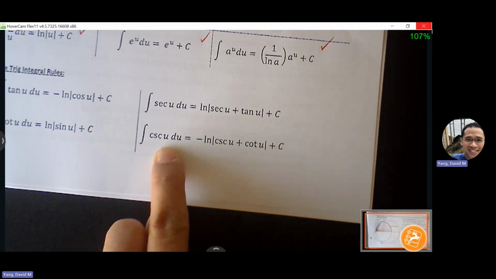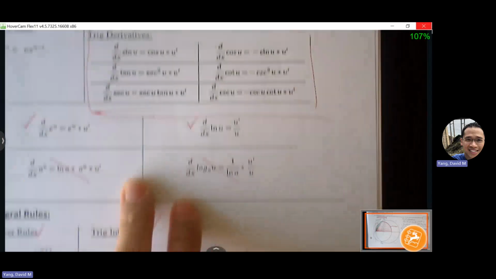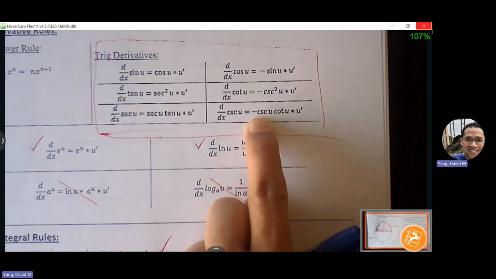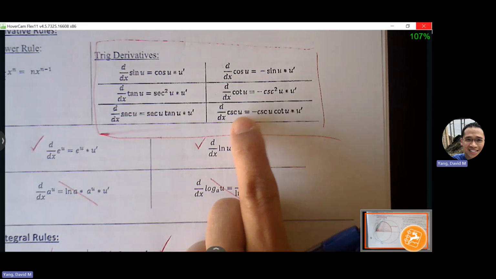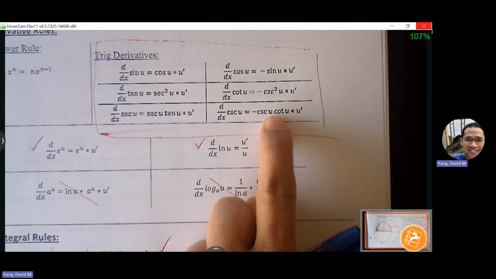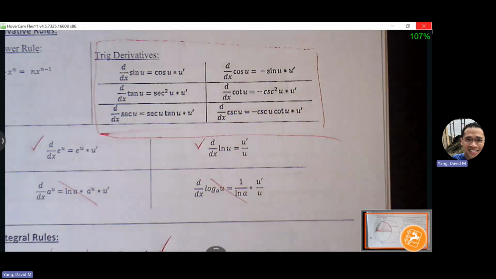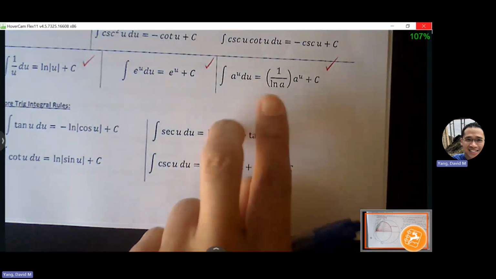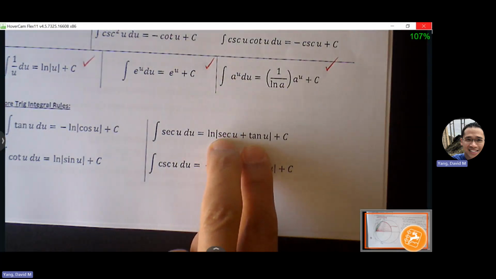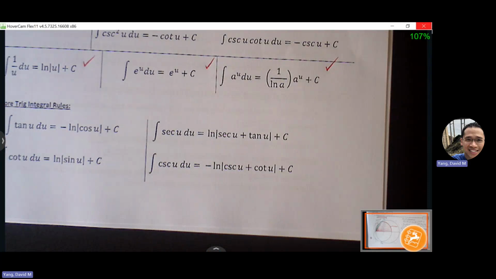Now, cosecant's derivative has this look to it. Cosecant's derivative is negative cosecant cotangent. We should know this as well. But we know that the integral of cosecant has natural log in it. The negative is going to stay there as well. Instead of cosecant cotangent, it's cosecant plus cotangent. So that's the way I remember it. I know what the derivative looks like, and I just have to adjust those components to fit into my new rules.